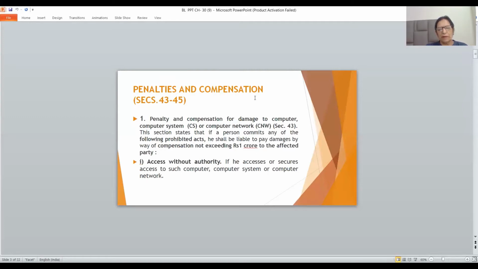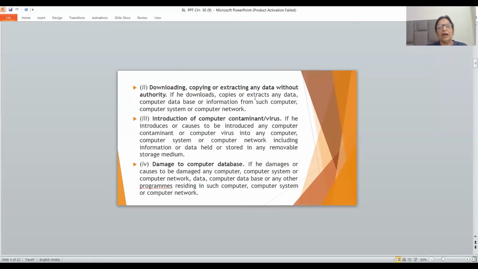So these prohibited acts I would like to take up now. First is access without authority. If he accesses or secures access to such computer system or computer network without the consent of the owner, then he downloads, copies, extracts any data, computer database or information from such computer system or computer network.